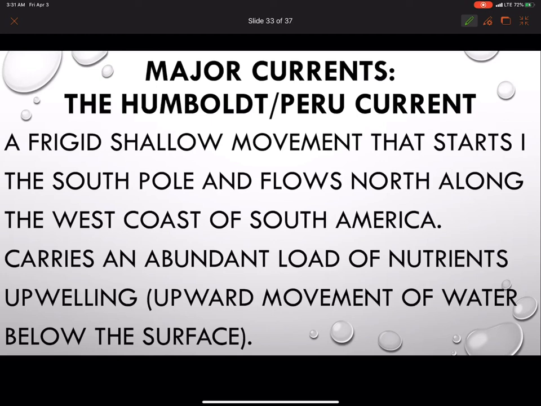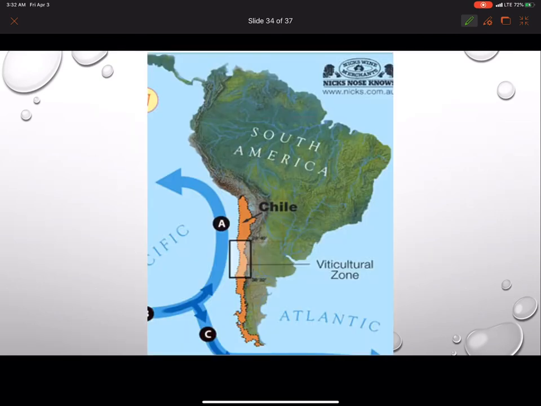But all of that, the reason why they have such a great fishing industry is because of the current, the Peru Chilean current, and the upwelling of the water. Okay, again, upwelling is upward movement of water below the surface, and when that water moves up, it brings up the nutrients that are down in the depths of the sea. It attracts more fish, more sea life, and voila, you have the food that you need. All right. And here is an example of it.